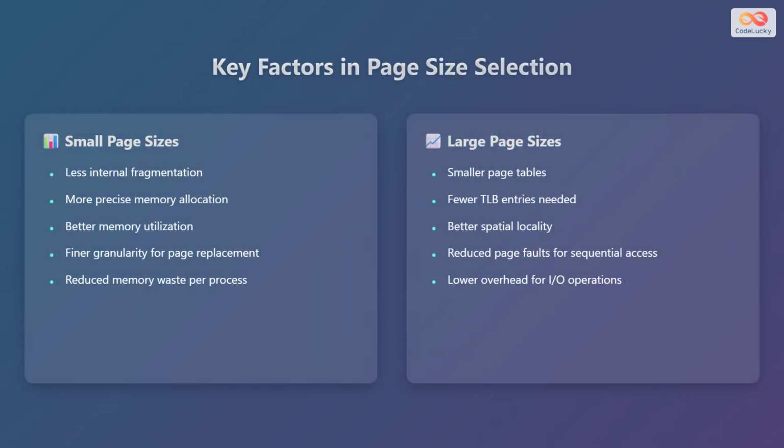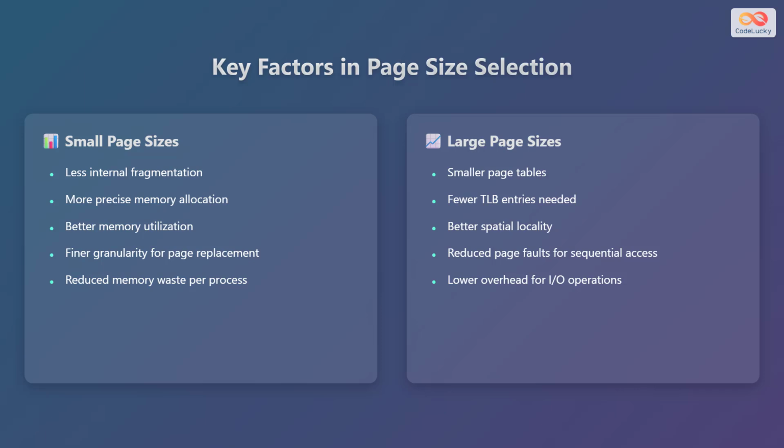Now let us delve into the key factors that influence our choice of page sizes. On the left, we have small page sizes. Using small page sizes leads to less internal fragmentation, which means memory is more precisely allocated, leading to better memory utilization. It provides a finer granularity for page replacement, optimizing how memory is used per process, and ultimately reduces memory waste.